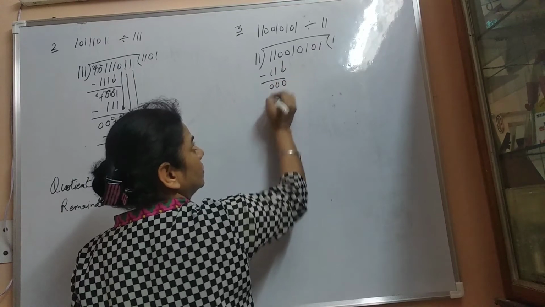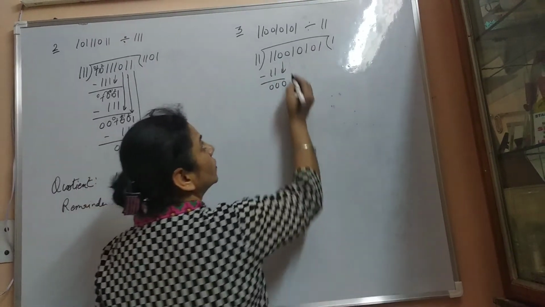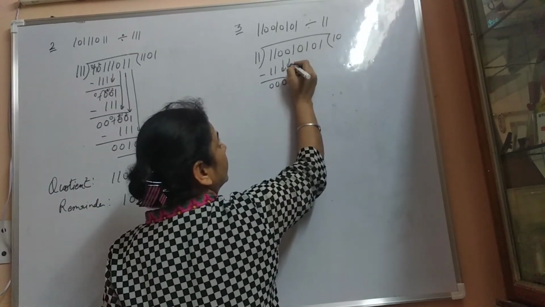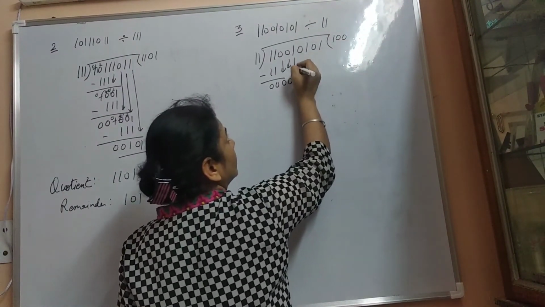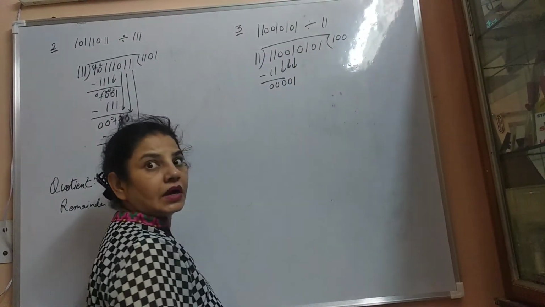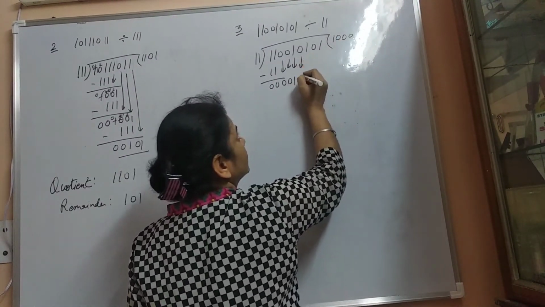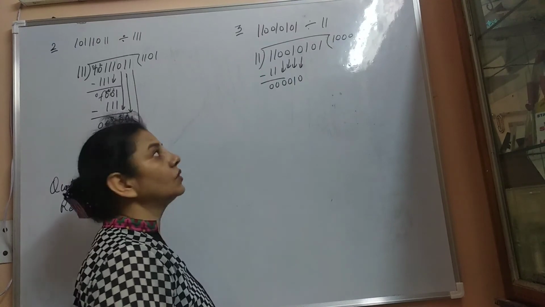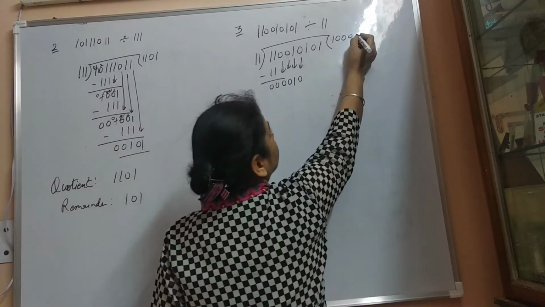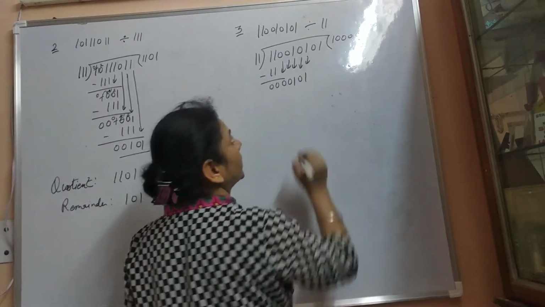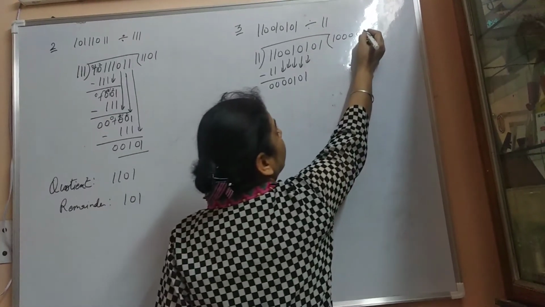I take 0 down. It won't go. Again I put 0 and take another 0 down. It again won't go, so I put 0. I take 1 down. Again 1 is smaller than 11. I put 0 and I take 0 down. Since 10 is smaller than 11, I put 0 and take 1 down. Now it goes with 1.